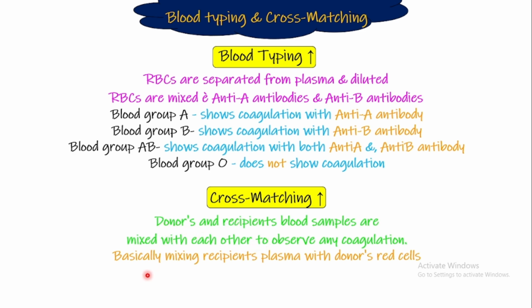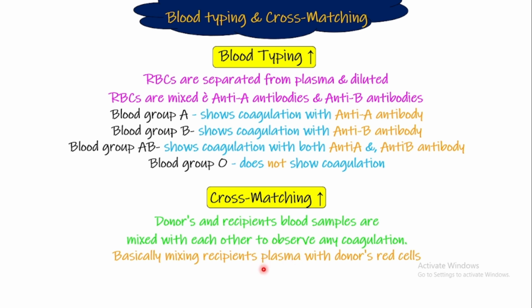Basically, it is not the mixing of the two bloods. It is the mixing of recipient's plasma with the donor's red cells. Because we always have to see whether the donor's red cells react with the recipient's antibodies. And recipient's antibodies are present in the recipient's plasma. So we see the reaction between the donor's red cells and the recipient's plasma.